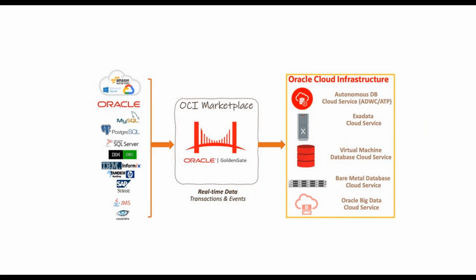So GoldenGate Cloud Marketplace enables us to move data from various sources. The source doesn't have to be Oracle. It could be MySQL on-premise, and you want to move data to Oracle OCI ATP, or to ADW, or to Exadata Cloud Services or any of the other OCI offerings. So the key here is that it enables us to replicate data in real time from a wide variety of database sources, both on-premise as well as from cloud to cloud.